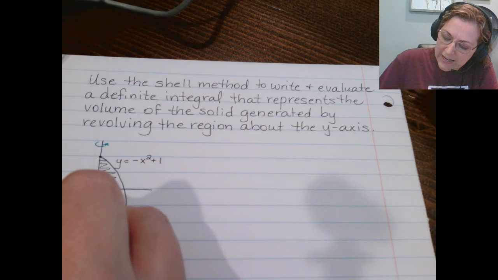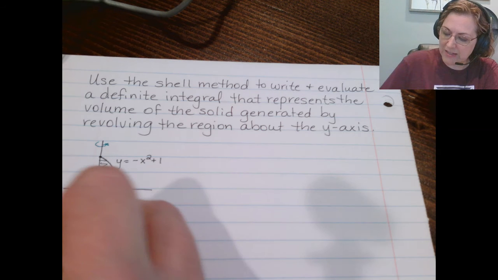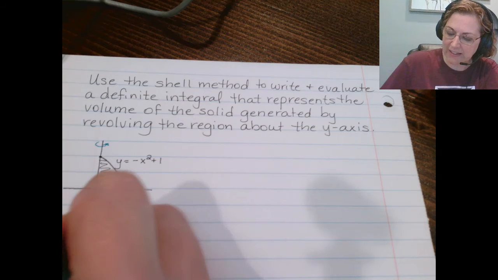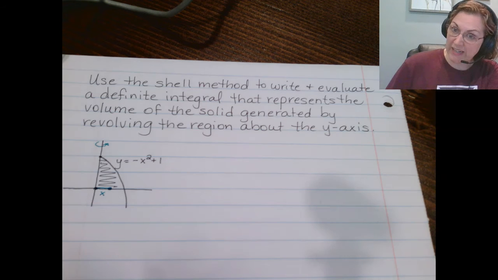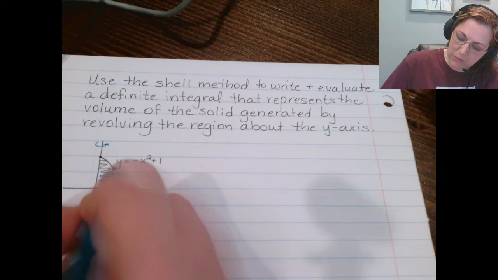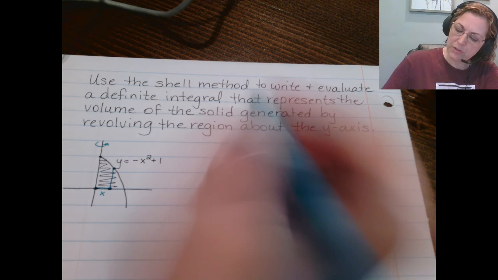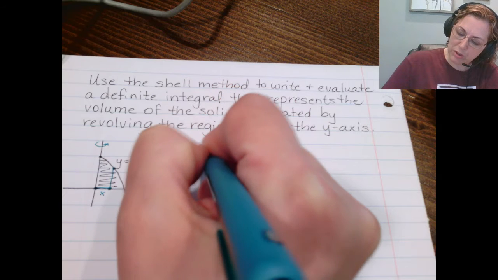So our radius comes from the axis we're rotating about into the region. That's our x. It's our radius. And then we will take our height by doing our top curve minus our bottom curve. So for shell method, we're going from 2 to pi.